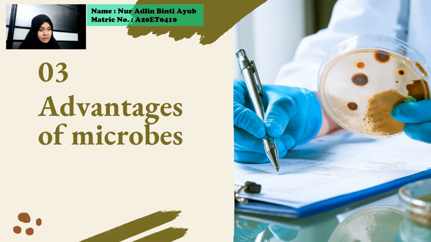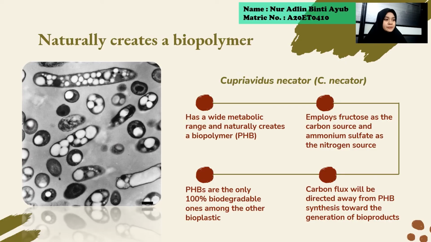Thank you. Okay, now I will continue about the advantages of using microbes in bioplastic manufacturing industries. Okay, now the first advantage of microbes in bioplastic manufacturing is it can naturally create a biopolymer. So there is a microbe called Cupriavidus necator or C. necator. It has a wide metabolic range and naturally creates a biopolymer, which is polyhydroxybutyrate, PHB.